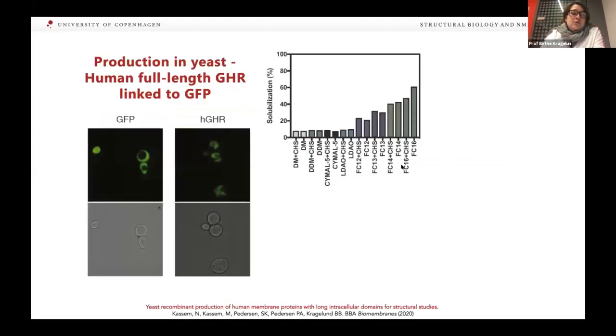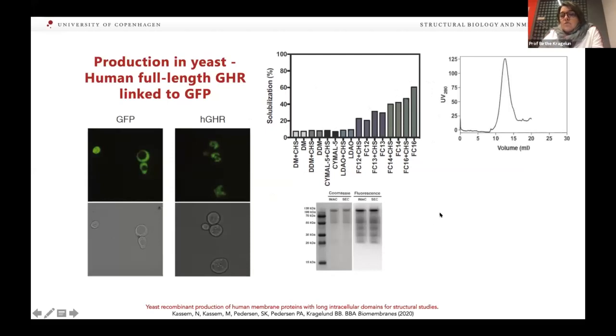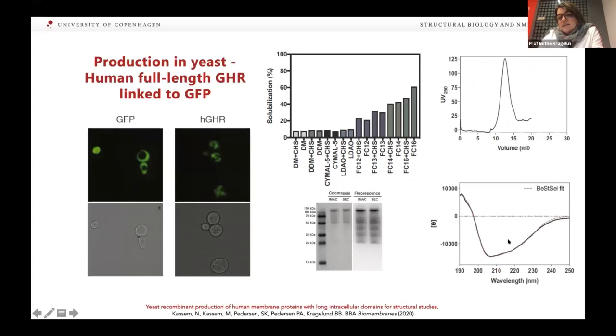And here we can see we produced the full length growth hormone receptor linked to GFP in yeast cells. We solubilized the protein in different types of detergent. We could see that it was relatively pure. At this point, we could run a fluorescent SEC, and we could then run a CD spectrum that told us that the protein consisted of some beta sheet and a lot of disorder.